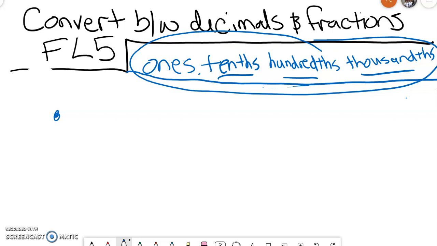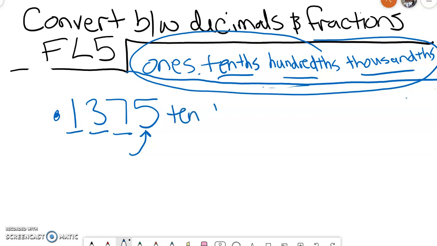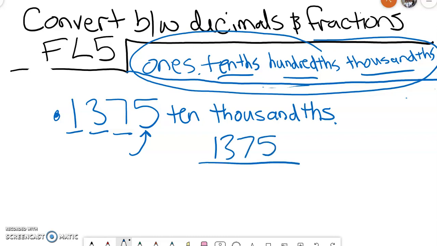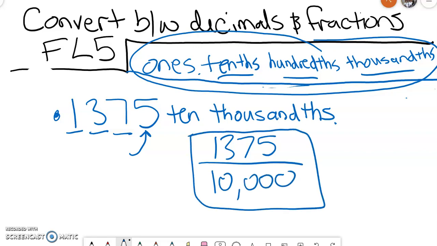Okay, so last one, obviously we cannot memorize this one. But if you know your place values, you're going to be okay. We know this is tenths, hundredths, thousandths, and this is going to be 10 thousandths. And how you write that is 1,375 over 10,000. That's for that higher level challenge question, which you guys can all do very easily.